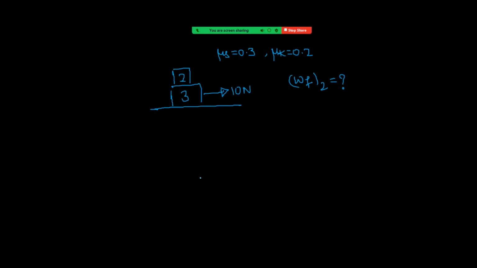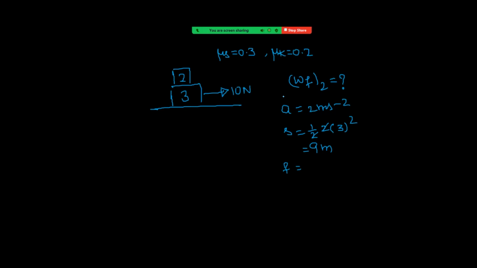So earlier, we made a calculation for the frictional force between the 2 kg and 3 kg block, right? Next, we made a calculation for displacement, right? So we got acceleration a equal to 10 by 5, 2 meter per second square, right? Then we got displacement equal to half a t square, and we got frictional force F equal to 4 Newton, right?